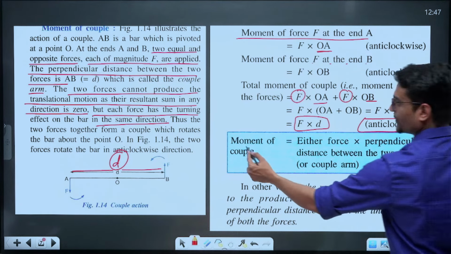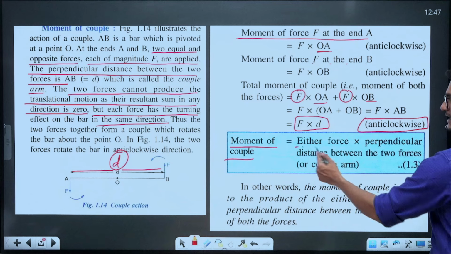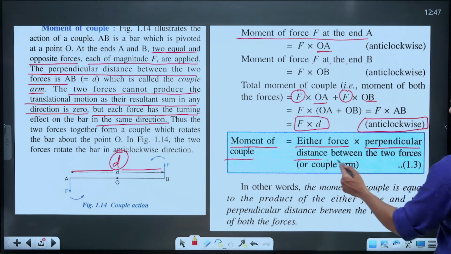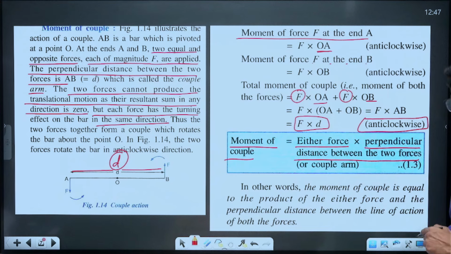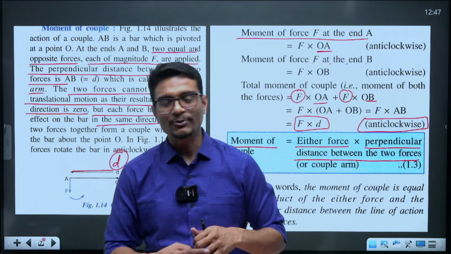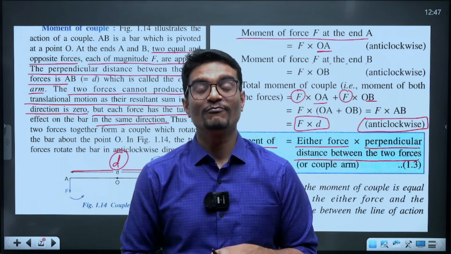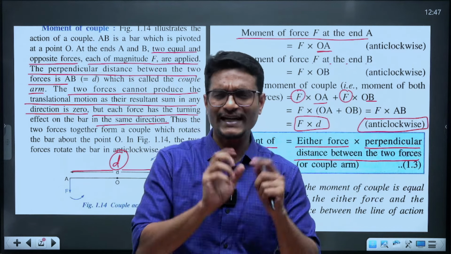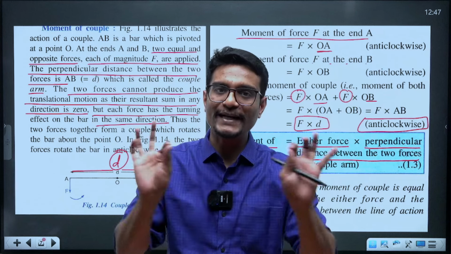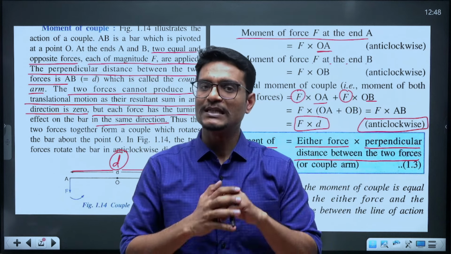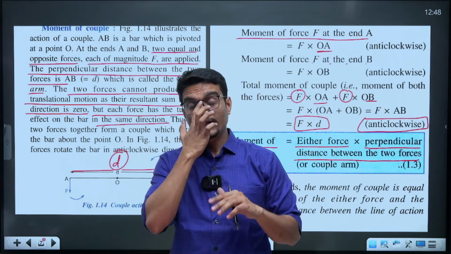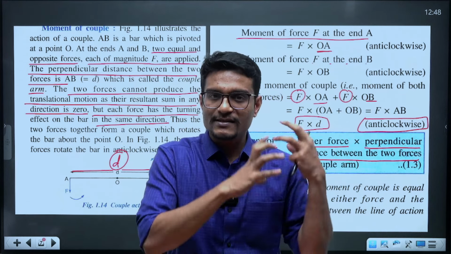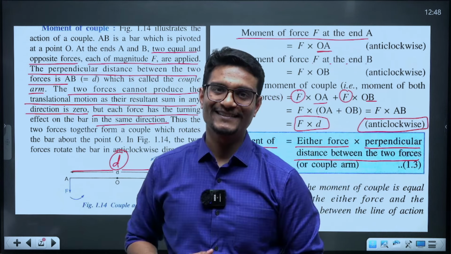So the formula for the moment of couple is either force, any one of them, into the perpendicular distance between the two forces. To calculate the moment of the couple, we want the magnitude of either one of the forces and the perpendicular distance between them. I am also going to solve a few numericals for you, but first let us complete the theory part.